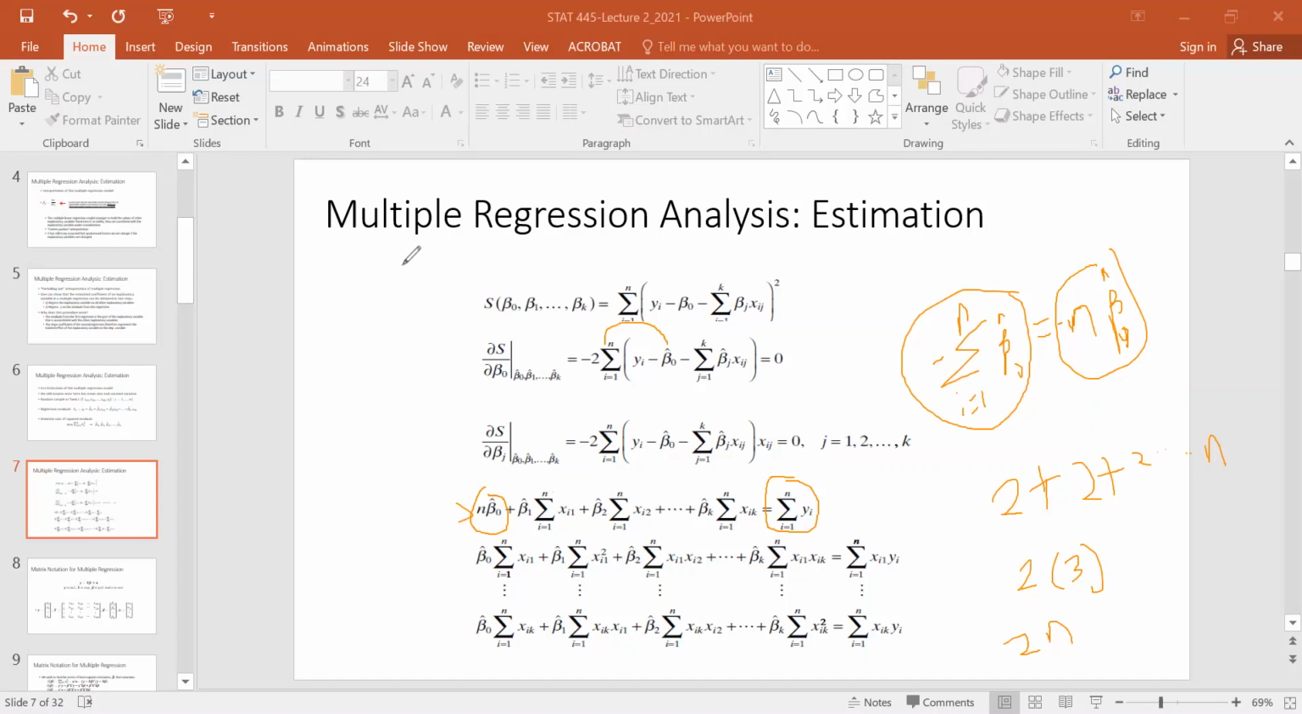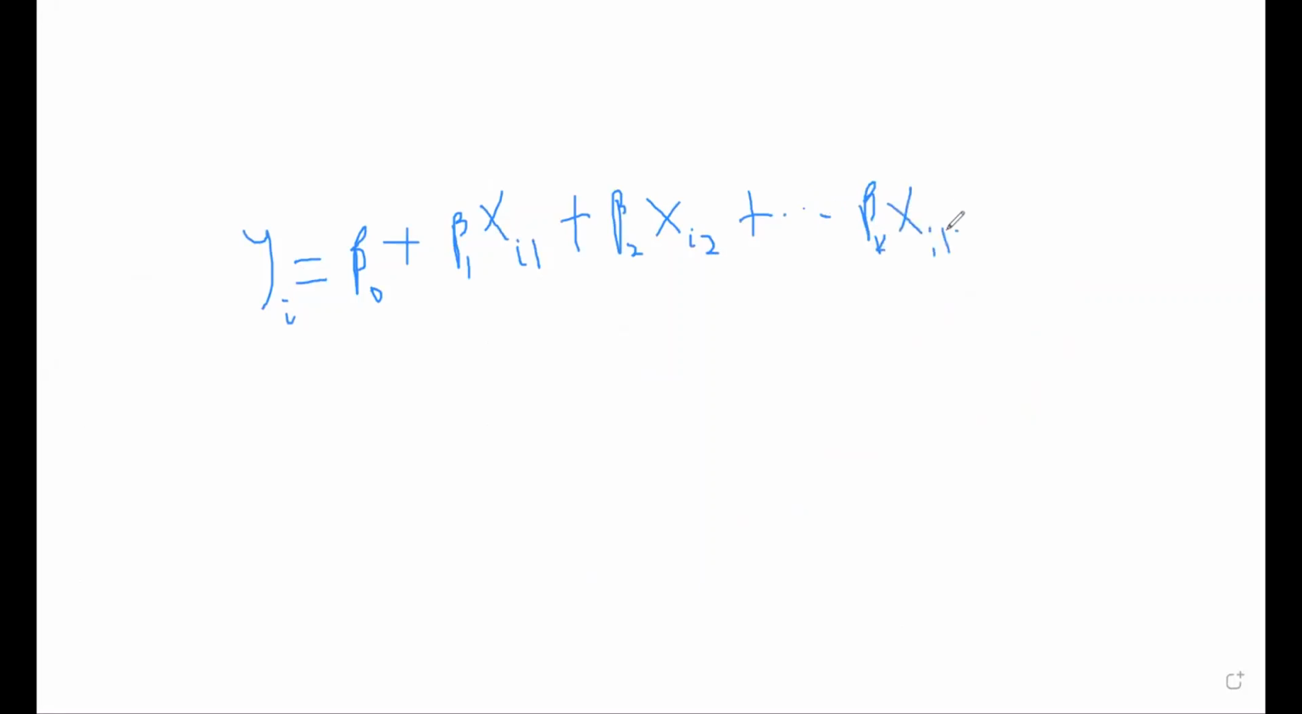By the way, you must practice this at home and see how they are writing it. So i is for the individual, then there is beta 0. Learn how to write it. There is beta 1, then individual regressor 1, so this can be education. Then beta 2, still the same individual, but now regressor 2, like experience, plus ... beta k x_ik plus u_i.